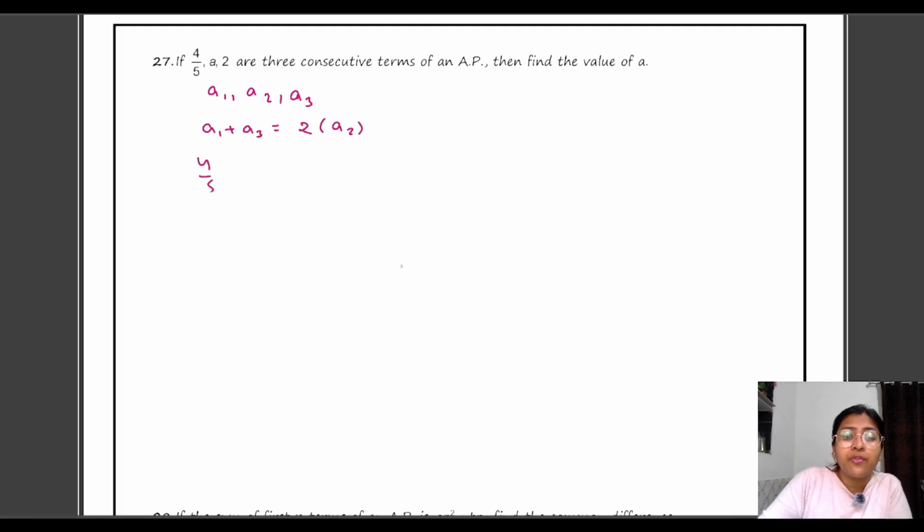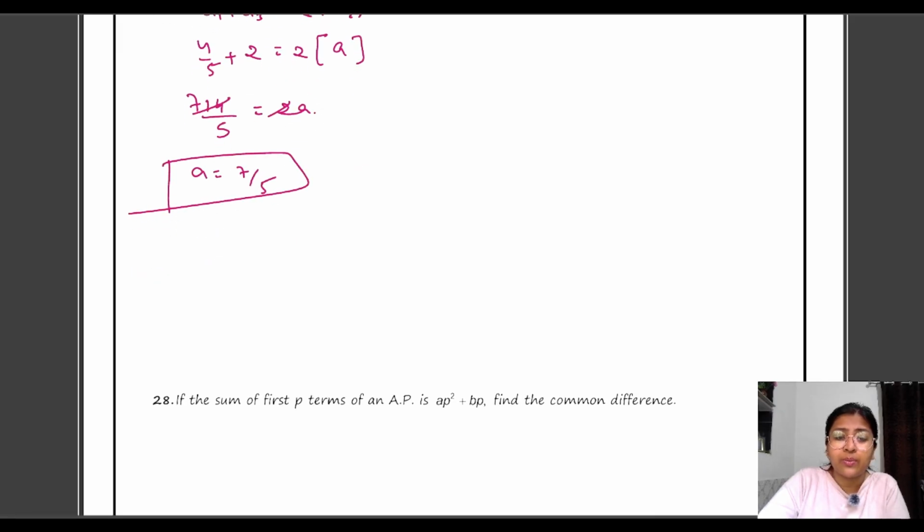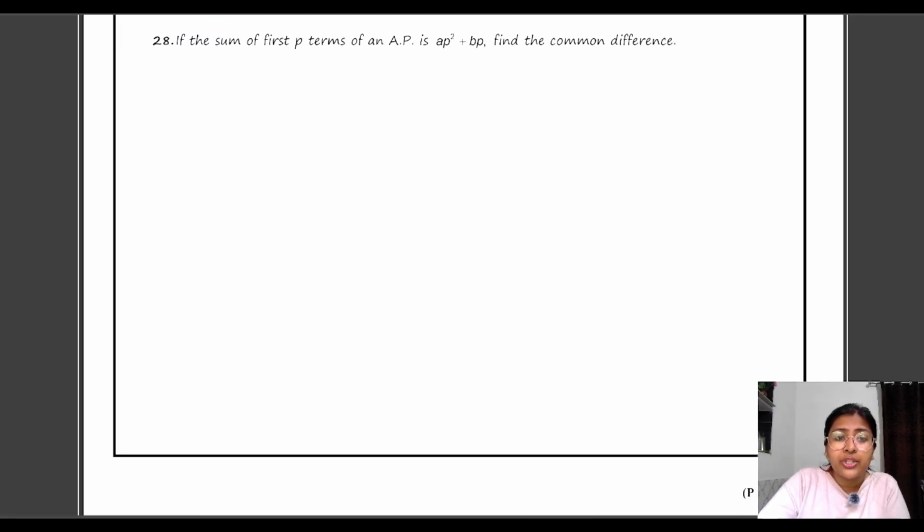So the first term is 4 by 5, the third term is 2, and twice the middle term. From here, take the LCM, so it will be 14 over 5 is equal to 2a. Simplifying it, you will get the value of a is 7 over 5. Any doubt? You now know this relation, I already told you. If you don't know, you can see the previous video and learn it from there. Any doubt? No. Yes, see the next question.